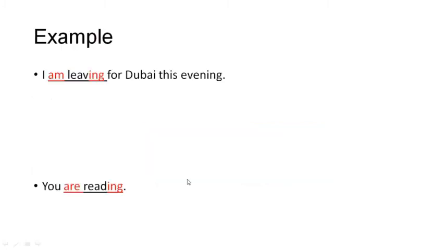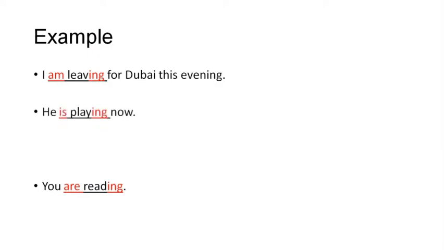So let me give an example. Look here, first one: I'm leaving for Dubai this evening. Here the subject is I, so what do you have to add? Am, in front of what? Verb. Leave is the verb here, and plus ing, leaving, because it is continuous tense, you have to write ing. I'm leaving for Dubai this evening. Look at the condition, evening. The action which is going to happen in the near future, so you have to write this sentence in present continuous tense.